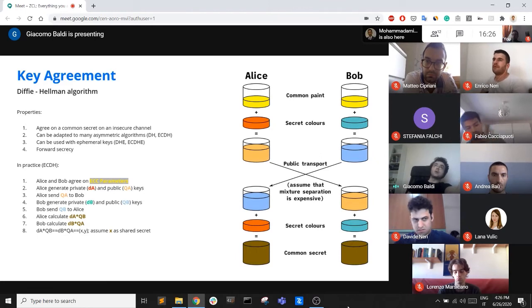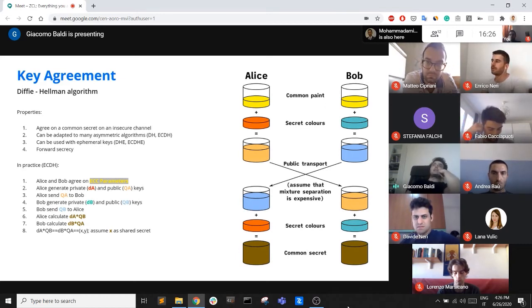This is important, okay? Because if now I exchange a key with Matteo using the Diffie-Hellman algorithm, and someone stole it, the next time I exchange a key with Matteo, the key will be different, and that stolen key will be useless. Our future communications are protected by this algorithm.